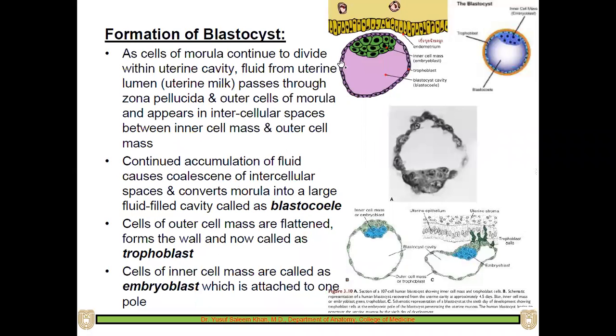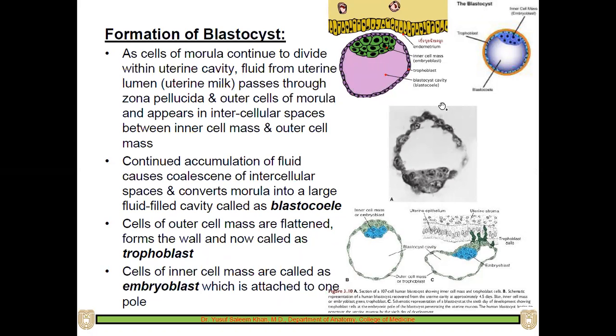So the fluid in the uterine cavity, which is called uterine milk, enters into the morula and creates a cavity called the blastocystic cavity or blastocele, and the inner cell mass is pushed to one side. Continued accumulation of the fluid causes coalescence of the inner cell spaces and converts the morula into a large fluid-filled cavity called the blastocele. So as I said, this cavity that is formed is called the blastocele.